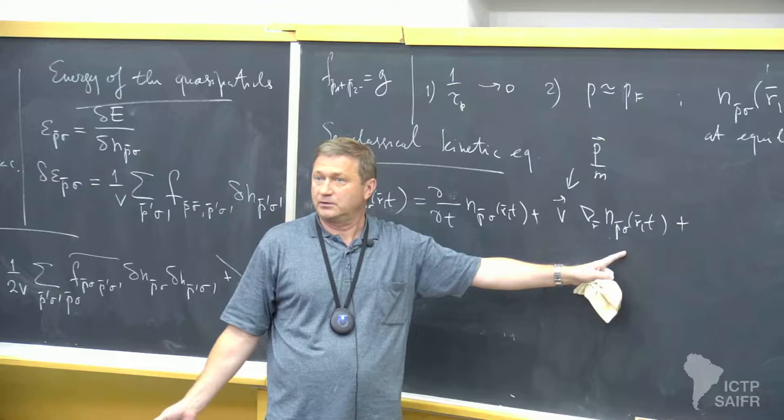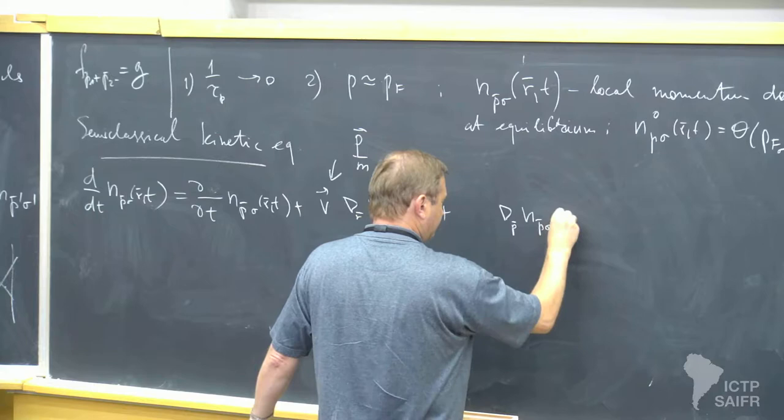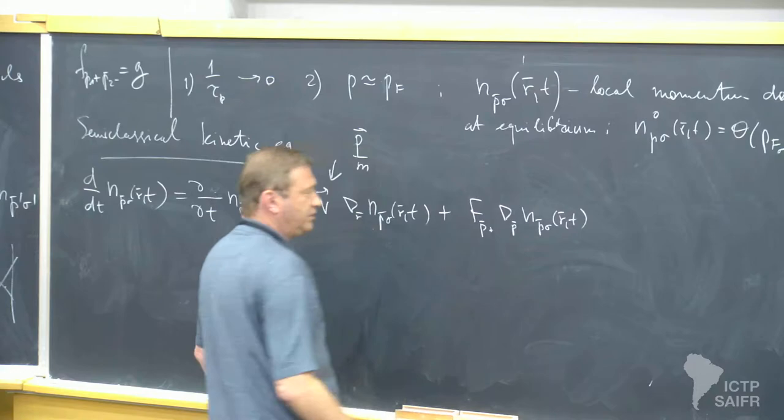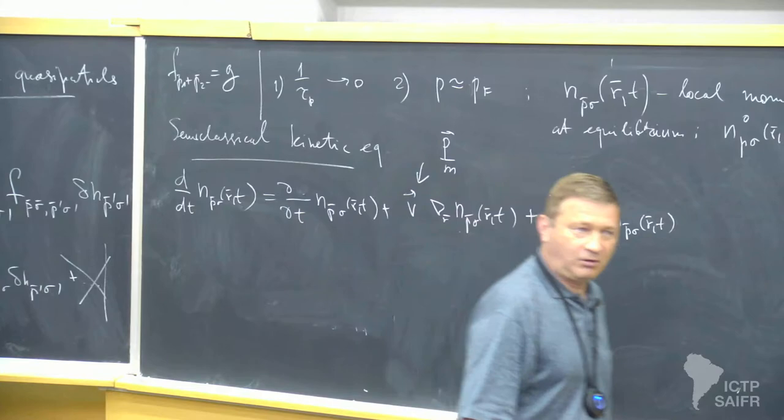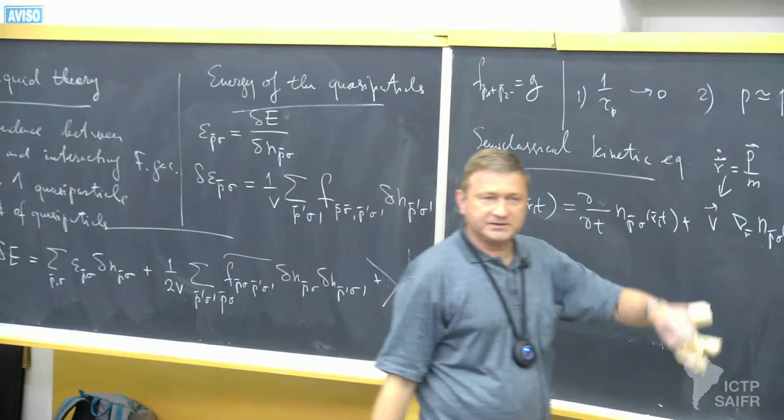So what you get here is the gradient with respect to p of n_p sigma r t, but now we need a force that acts on a particle. According to the second law, p dot is F. So this is simply p dot, which is F, and here we have r dot. But this on the left hand side is the kinematic motion of a single particle. Now here come the collisions.